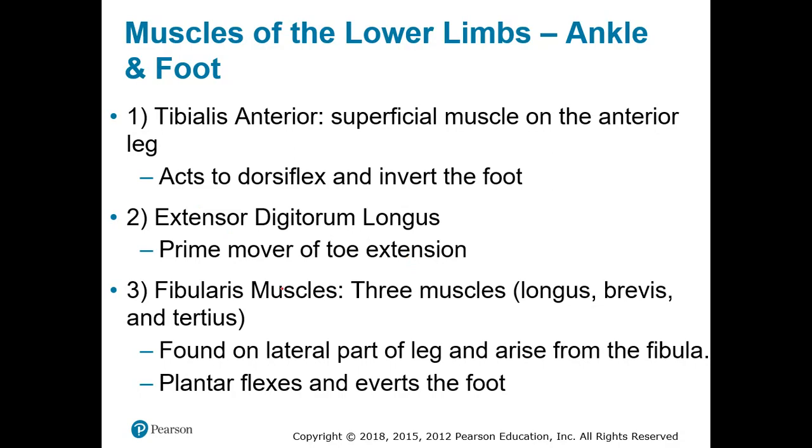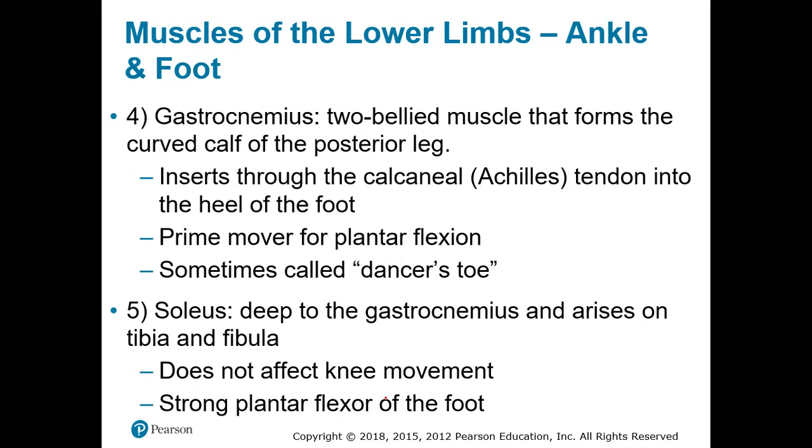And then we have fibularis muscles. Again, the name says that it's going to be near the fibula. These are 3 muscles. We have the longus, brevis, and tertius. Brevis just means short. This is going to be found on the lateral part of the leg near where your fibula is located because they arise from your fibula. This helps do your plantar flexes, so pointing your toe down, and helps evert your foot.